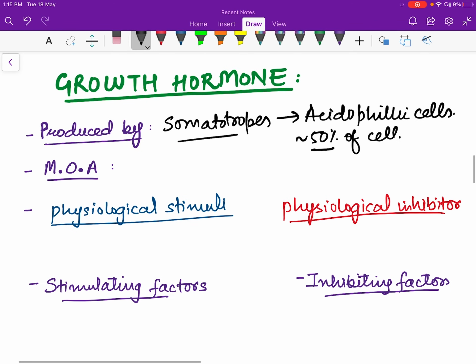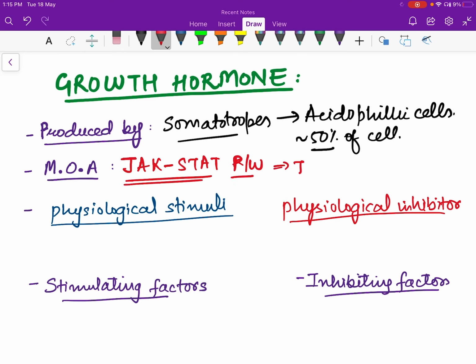Growth hormone is produced by somatotropes. So what is the mechanism of action? We already discussed it in the last section. Just remember the pathway. They act through the JAK-STAT pathway. The receptors for growth hormone are JAK-STAT receptors. Once it binds, there is dimerization of receptors, then activation of the intracellular domain, which causes phosphorylation of Janus kinase, then phosphorylation of STAT proteins, then other proteins in the cytoplasm, second messengers go to the nucleus, and in the nucleus they produce the desired effect.